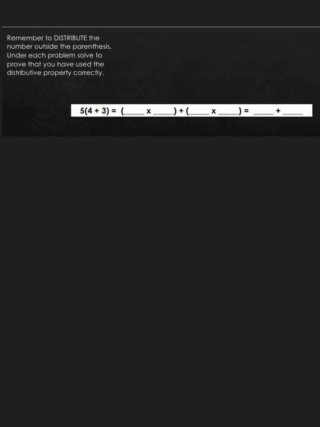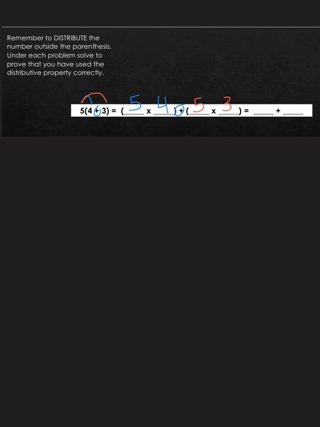All right, next one, we have 5 times, or in parentheses, 4 plus 3. So we need to distribute, I'm going to draw my line, distribute 5 to the 4, which would be 5 times 4. Our plus sign, if the plus is between the 4 and the 3, then it needs to be a plus sign between those two multiplication problems. And then we're ready to distribute our 5 to our 3, which gives us the multiplication problem 5 times 3.